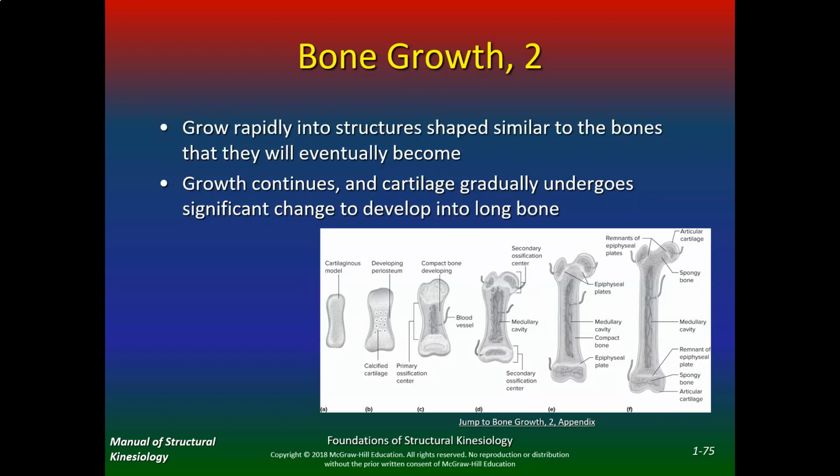Now, bones grow rapidly into structures shaped similar to the bones that they will eventually become. So there's very rapid growth. Now here's an interesting fact. I don't know if you remember how tall you were at the age of 2, but if you double your height when you were age 2, that's pretty much how tall you'll be. So if you were 3 feet at 2 years old, guess what? You'll be 6 foot when you're completely done growing.